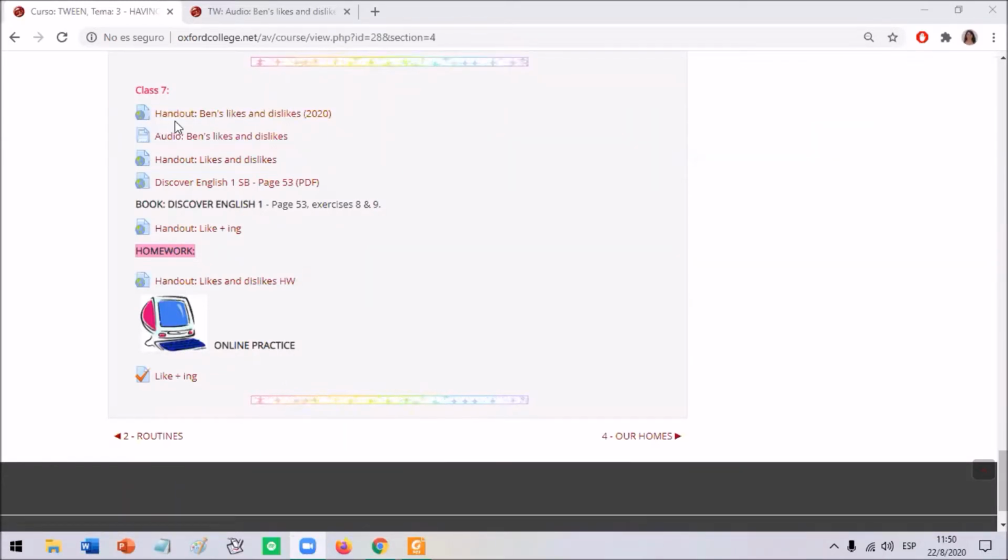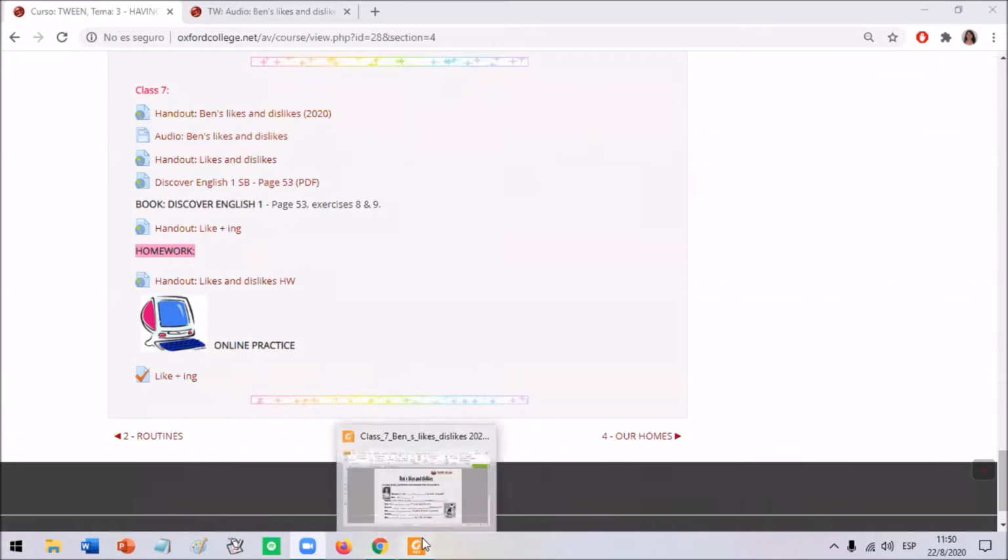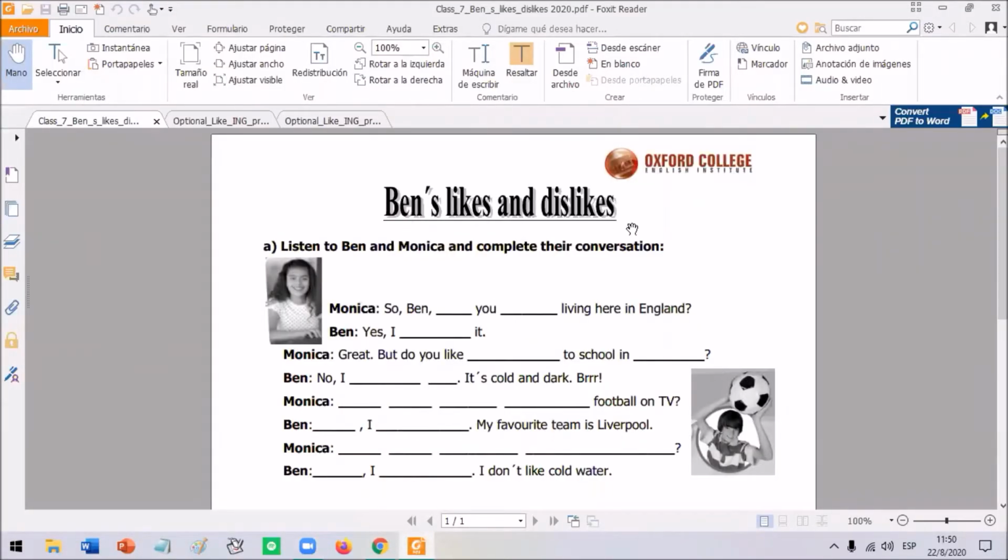First of all, we have this handout called Ben's Likes and Dislikes. Okay, let's take a look at it. Ben's Likes and Dislikes. So we know we are going to talk about Ben, yes? And we are going to talk about his likes and dislikes, the activities he likes doing and the activities he doesn't like doing, all right? Look at activity A. Listen to Ben and Monica and complete their conversation, all right? So we are going to listen to this dialogue. You listen to the recording and you complete the missing words in the conversation, okay?